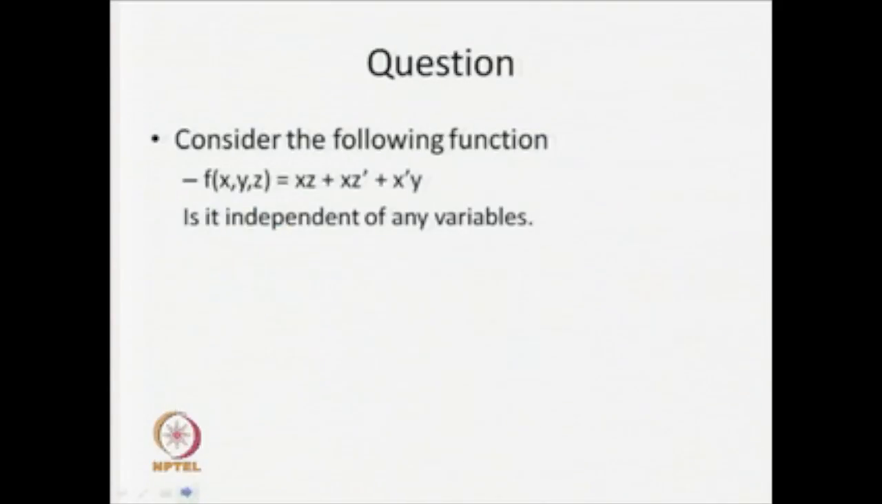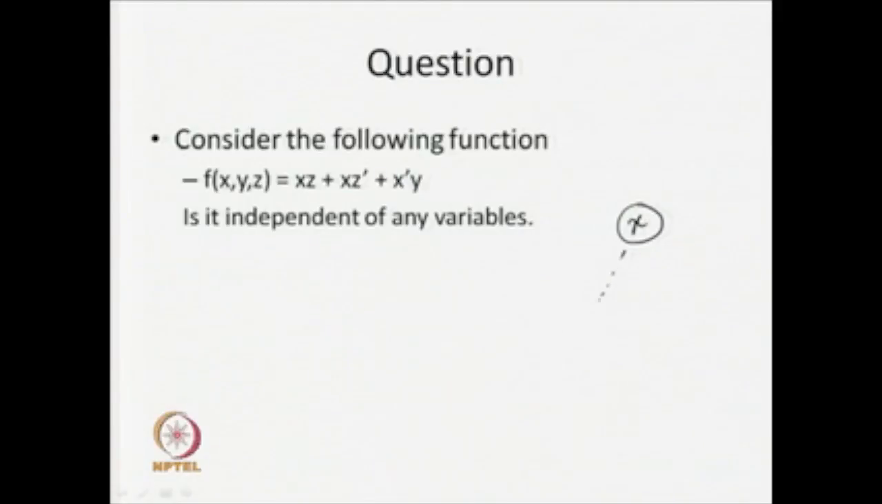Another question: consider this particular Boolean function, x z plus x z dash plus x dash y. Is it independent of any variable? This is a function of x, y, z, and we have to see whether it is independent of any variable or not. I think we can simply construct the BDD. So, this is your x, given the ordering.